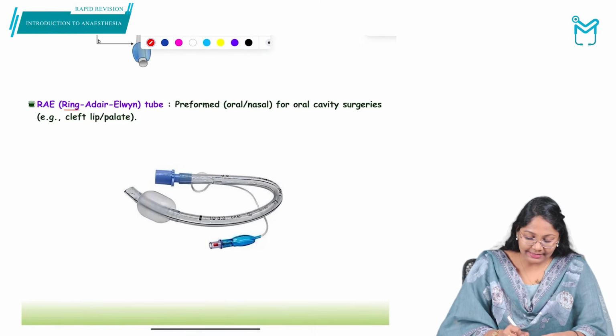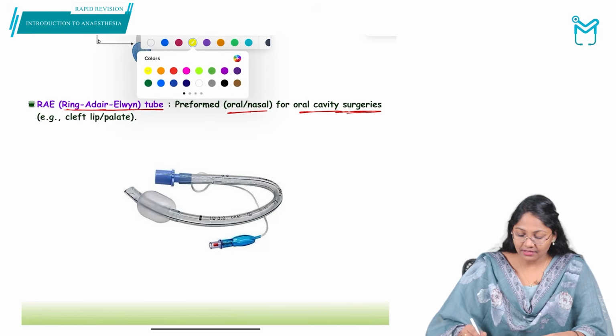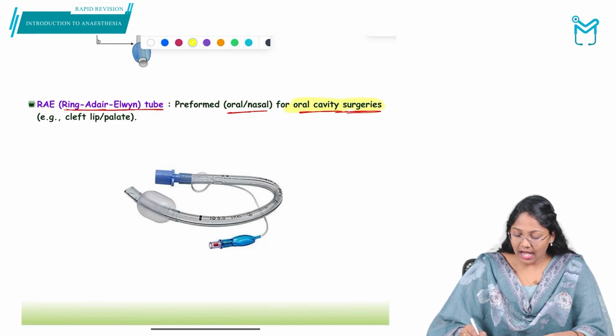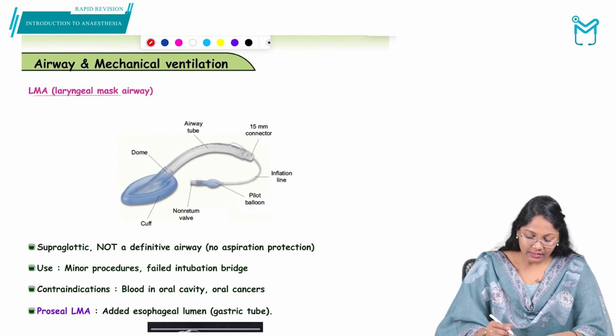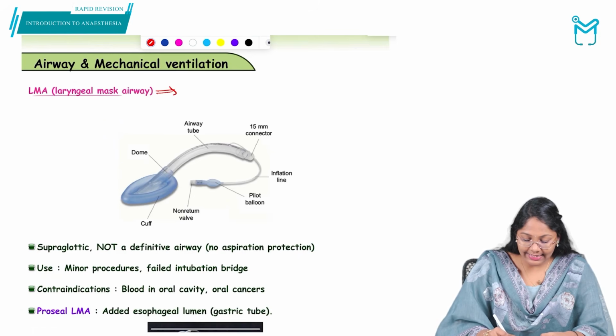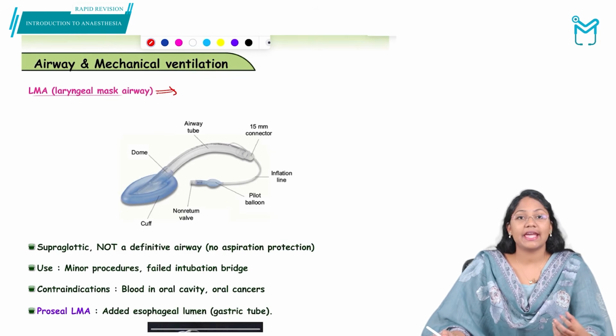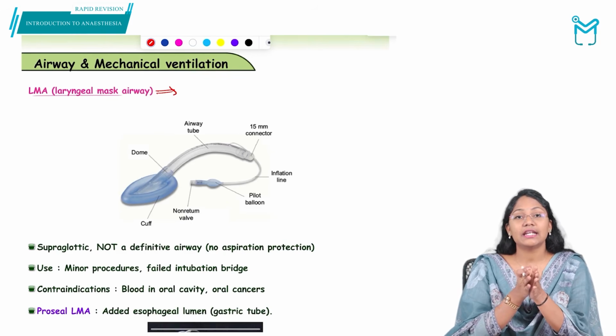The next one is the Ring Adair Elwyn tube. For oral cavity surgeries, we will use this RAE tube. Now this is the RAE tube. Coming to the next one, that is the laryngeal mask airway. So this is the alternative airway.